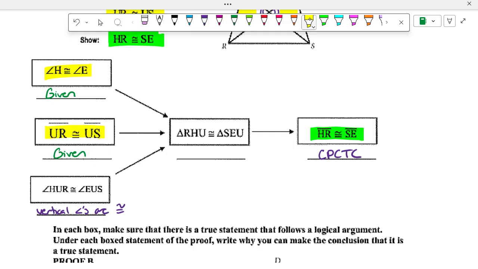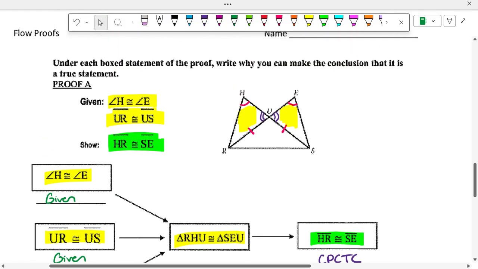Now we have enough information to state that these two triangles are congruent. Based off of what I have marked, what postulate lets us know that those two triangles are congruent? Is it side, angle, angle, angle, side, side, side? What do you guys think? Based off of what I marked.